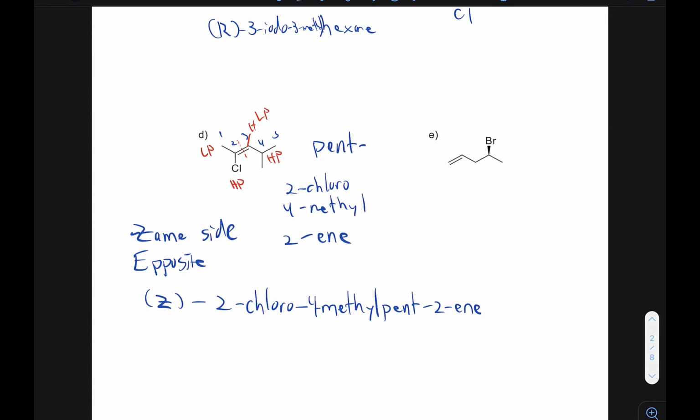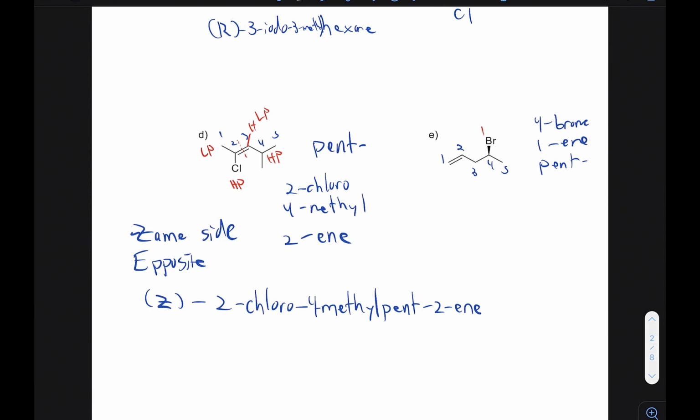High priority groups are on the same side. For the final one here, once again, let's go ahead and name this. So we're starting from the alkene, right? We see that that's going to be in our 1 position instead of the bromine on the 2 position. So we have 4-bromo, 1-ene, pent once again, and now we have a situation where once more we need to figure out R or S, because this is a chiral carbon.